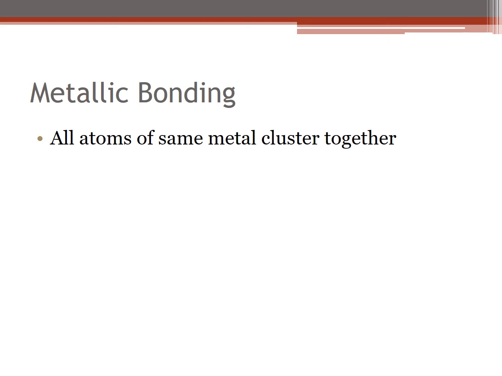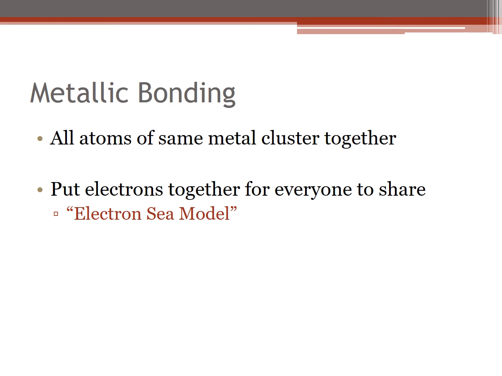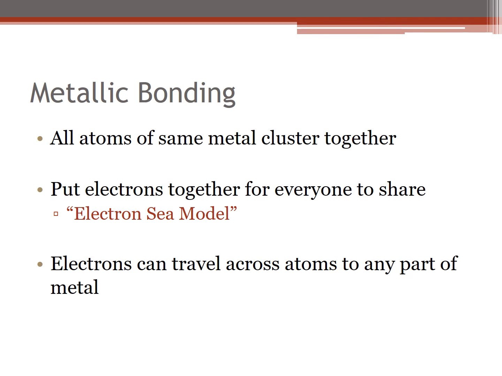So all of your cations, or the bulk of the atom, is all going to be clustered together. Okay, the other part of that atom, the electrons, actually go into what we call the electron sea model, where all of the cations put all of their electrons together basically, and from there, those electrons are able to move freely. So rather than each atom holding on to its own electrons in a metallic bond, all of the atoms share all of the electrons. Those electrons are able to travel across atoms as part of the metal.